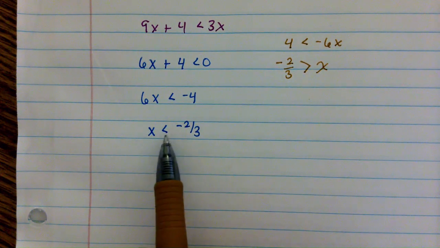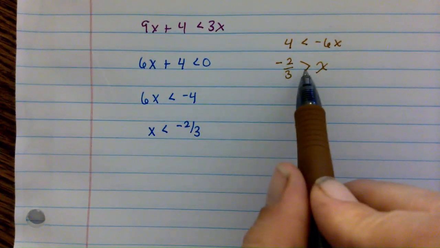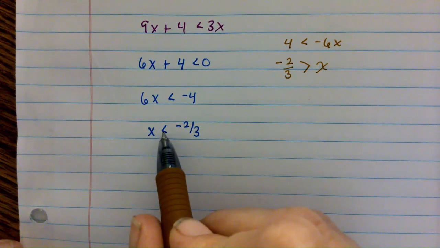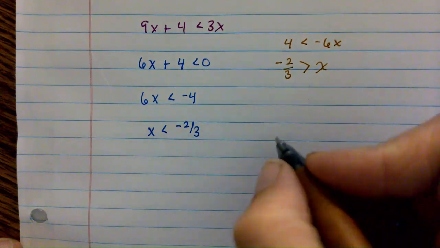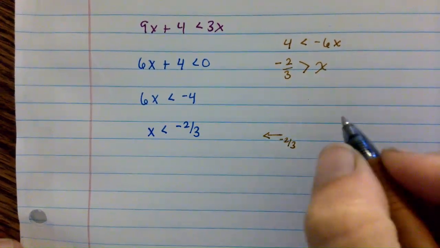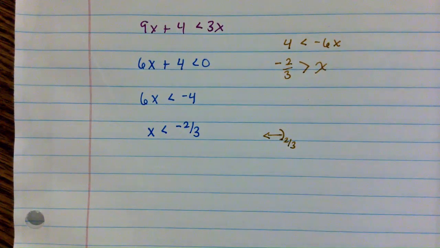This reads x is smaller than -2/3. This reads -2/3 is bigger than x. Isn't that saying the same thing? It is. However, this one gives us an idea of which way our arrow is going to go. Our arrow is going to go left of -2/3 because x needs to be smaller than -2/3. And we can't include it.